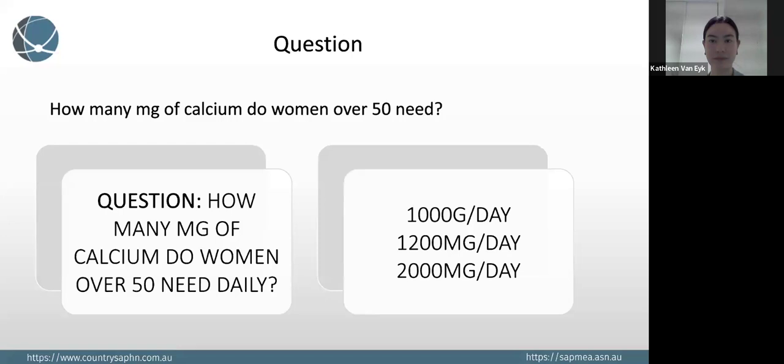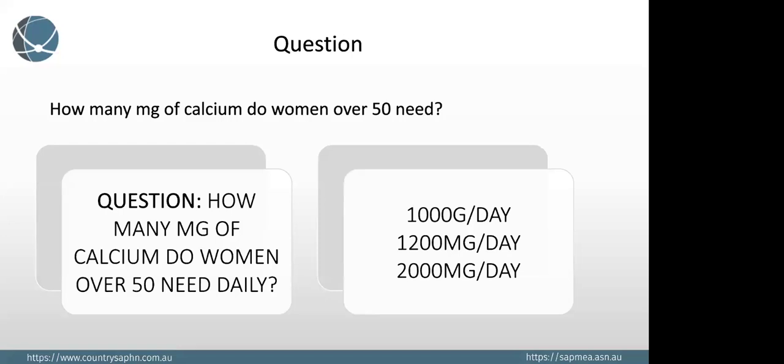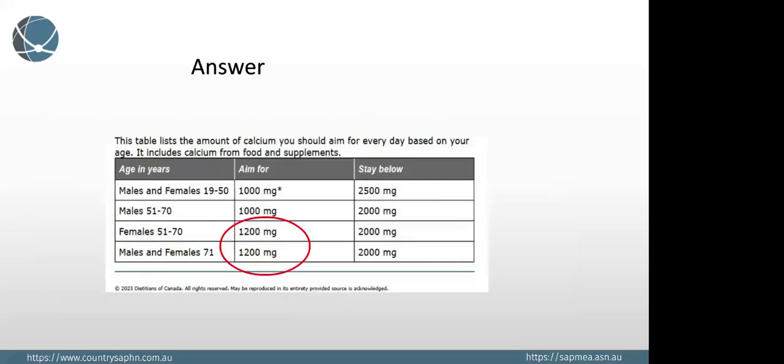Yep. Perfect. All right, so the answer, everyone, pretty much the majority was correct. The 1,200 milligrams a day is the main recommendation. Those who said the 2,000 were kind of correct as well, as it is the upper limit. Females aged 51 to 70 and above, and males 71 and above, need the 1,200 milligrams a day.